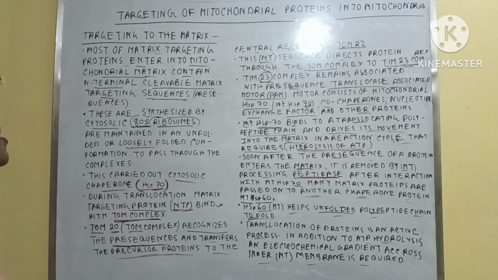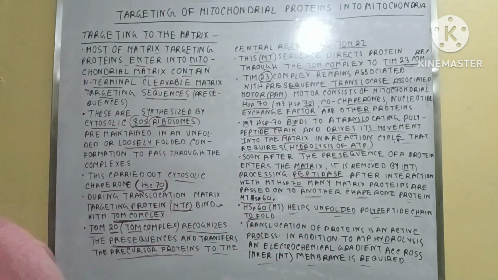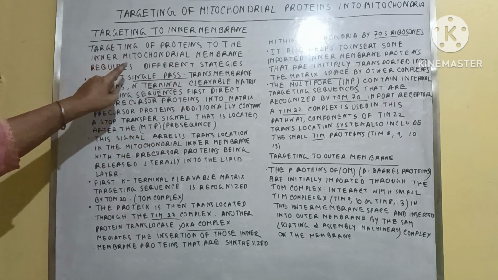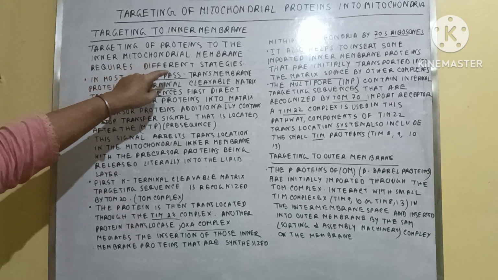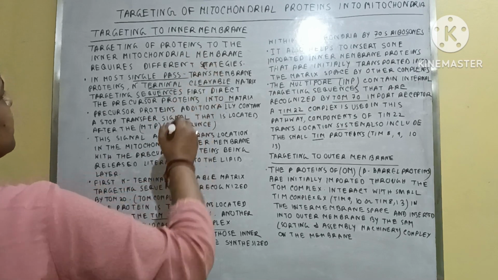So this is the topic of targeting of mitochondrial proteins into the mitochondria, where the TOM complex and TIM complex have an important role. Now the targeting to the inner membrane is explained. What is happening here? The targeting of proteins to the inner mitochondrial membrane requires different strategies.